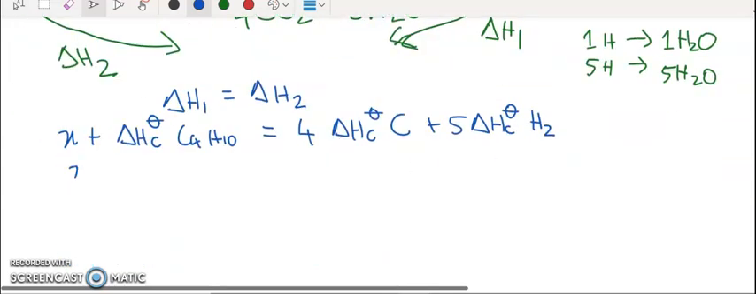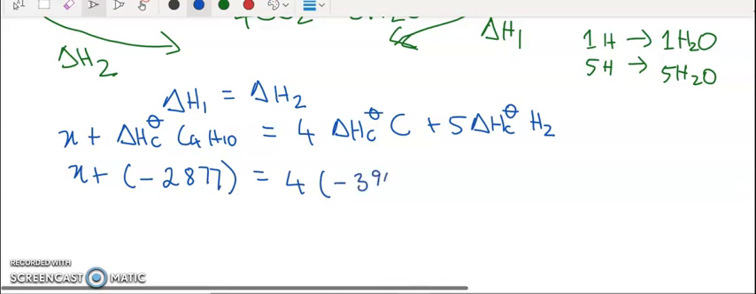So we've got X plus C4H10 from the data table is given, its value is negative 2877, and for carbon it's negative 394, plus 5 times, for H2 it's negative 286.